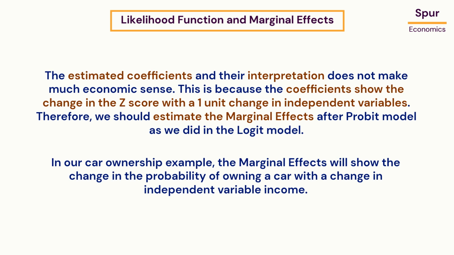The estimated coefficients and their interpretation do not make much economic sense. This is because the coefficients show the change in z-score with a 1-unit change in independent variables. Therefore, we should estimate the marginal effects after the Probit model as we did in the logit model. In our car ownership example, the marginal effects will show the change in probability of owning a car with a change in the independent variable income.